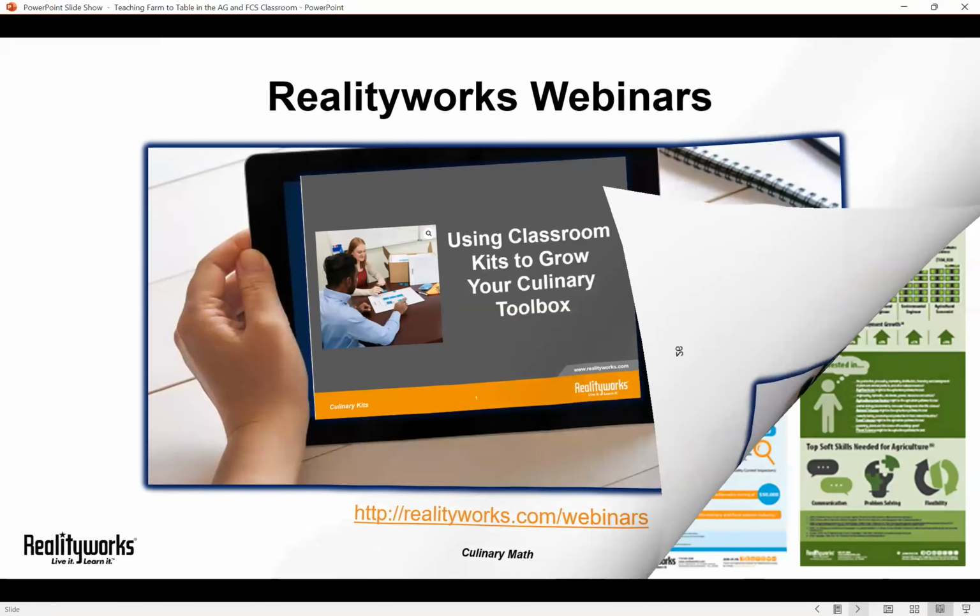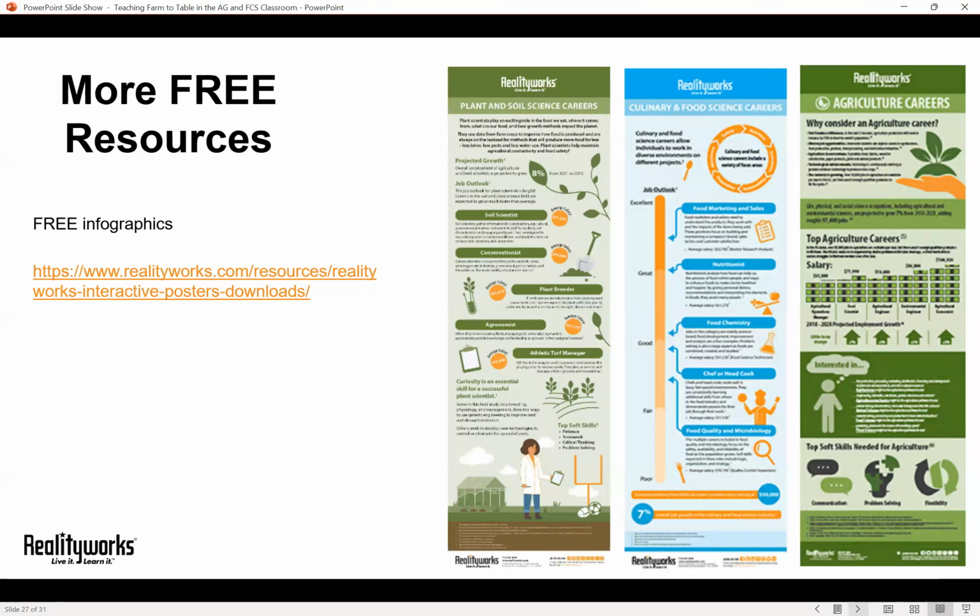We also have some more resources with some free infographics. These are great visuals for you to have in your classroom. All you have to do is click on the link here, and as you go to them, you have the ability to print these out and put them throughout your classroom, allowing students throughout the day, or put them in the hallways where students can look at them and get ideas on careers that they might be interested in, and give them an understanding of what's available and what's out there in different areas, from culinary, from agriculture, and from plant and soil science careers. So a great opportunity visually to give students some ideas to be thinking about where their careers could take off.